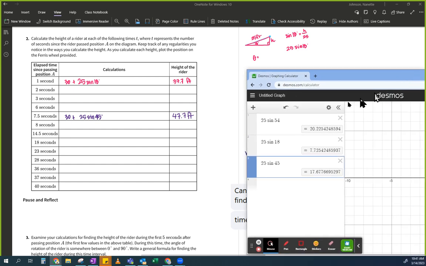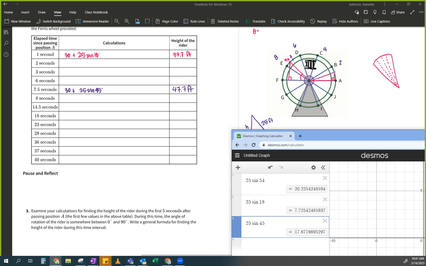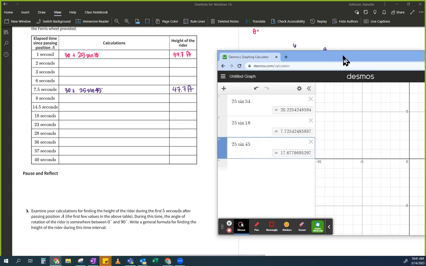Okay. So I'm going to have you finish this chart because now you can check all your answers. Make sure you check them against your number line here, right? Okay. All right.